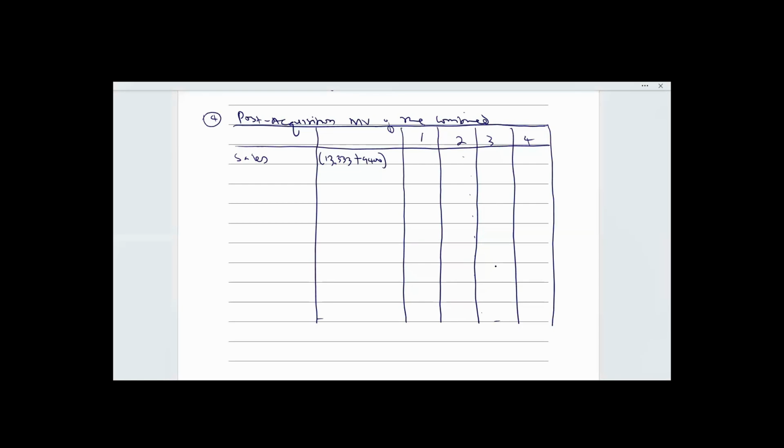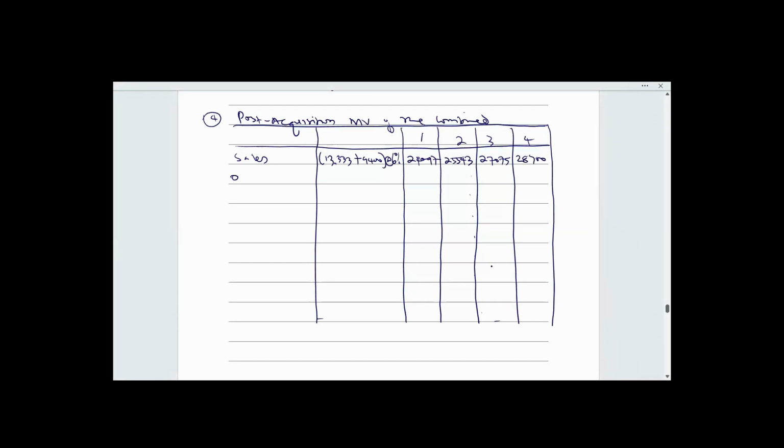So multiply by 1.06. Let's add 13,333 plus 9,400 equals 22,733, multiply by 1.06 equals 24,097. Here is 24,097. What you have in your calculator multiplied by 1.06 equals 25,543. Next one, multiply by 1.06, 27,075. 27,075 multiply by 1.06, 28,700.